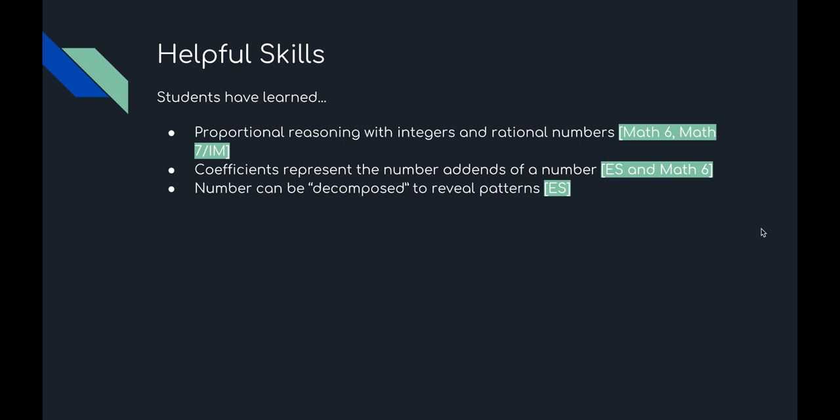Some helpful skills. Students have learned in past courses proportional reasoning with integers and rational numbers, and they've gotten that learning in Math 6, Math 7, and or IM. Coefficients represent the number of addends of a number. This is learned in elementary school and reinforced in Math 6. Numbers can be decomposed to reveal patterns. This is a particularly important skill that has been exhaustively done with students in elementary school, and it's going to be the basis for which we're able to observe patterns.